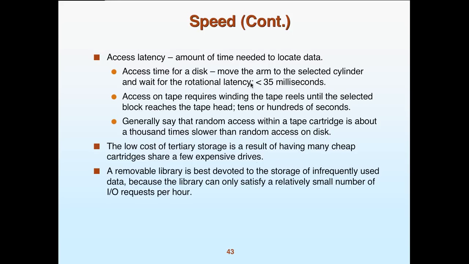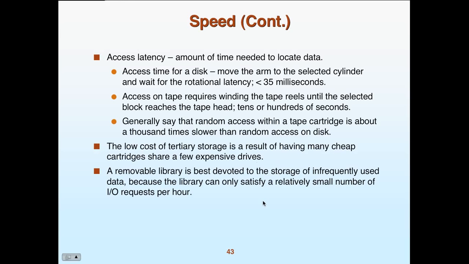The low cost of the storage itself is a result of having many cheap cartridges share inexpensive drives. Loading on new drives. Usually a removable drive is cheaper than a main drive, but it's going to run slower, bottom line. And the last quote is kind of relevant. Removable library is best devoted to storage of infrequently used data because the library can only satisfy a relatively small number of I/O requests per hour.